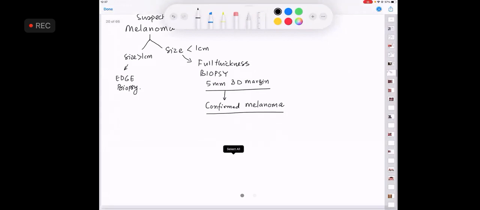do you know of any immunohistochemical markers of a melanoma? Yes, S100.